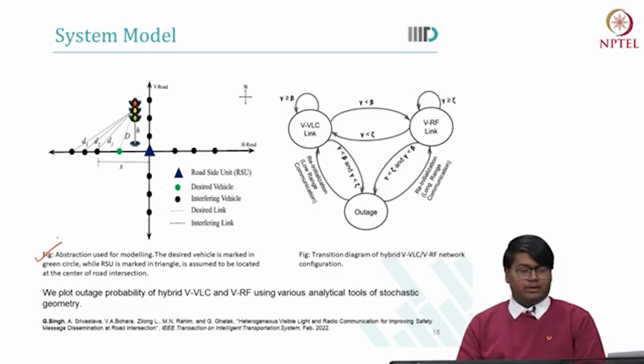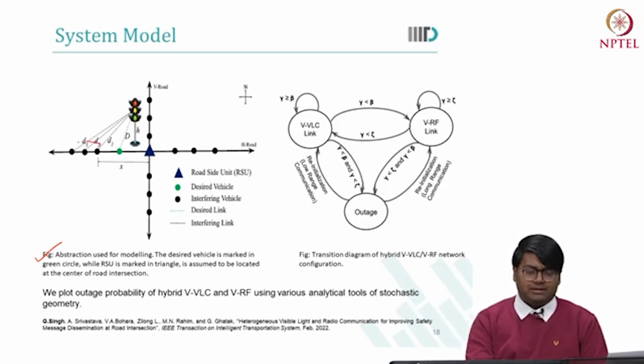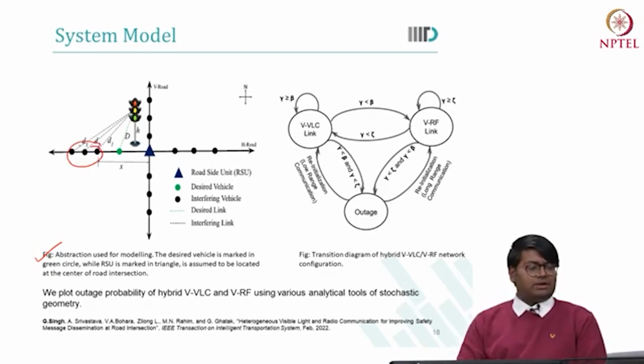Both VLC as well as RF links are assumed to be available for the hybrid vehicular VLC, vehicular radio frequency network configuration. We see in this figure that the vehicles on the horizontal road H and vertical road V, represented by the black circles, transmit coherently and cause interference at the RSU.